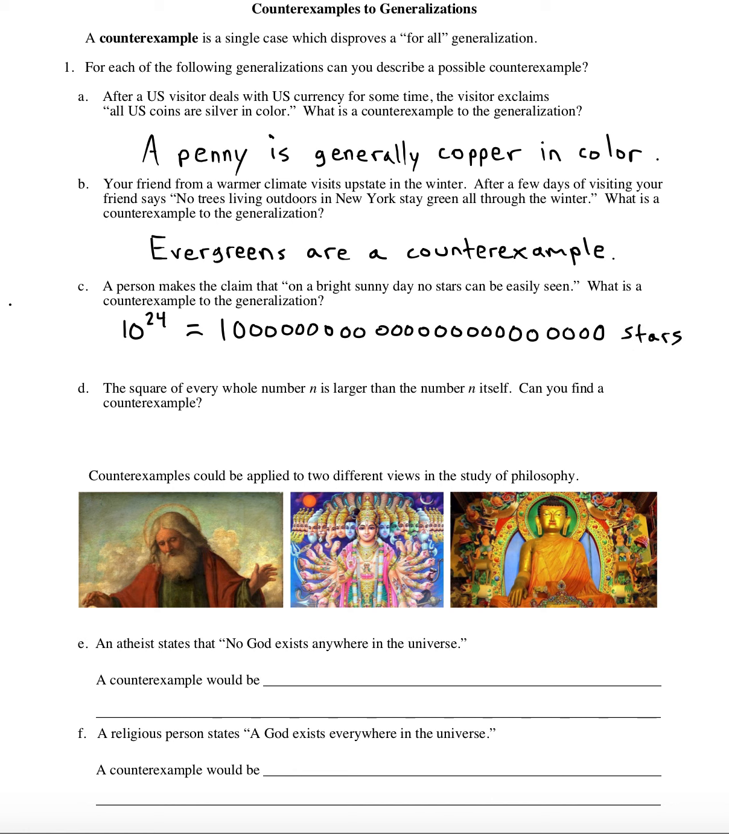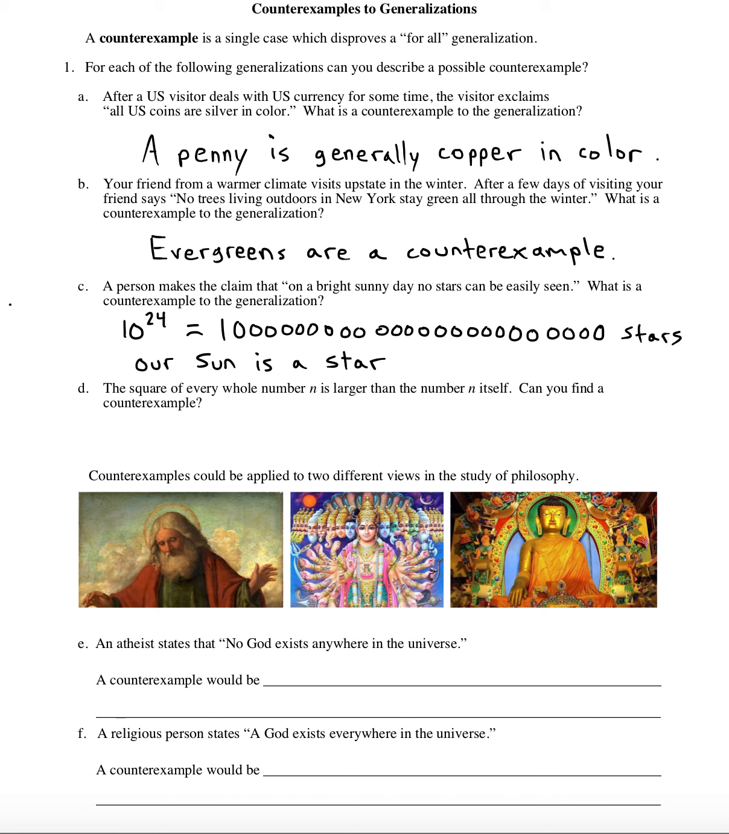But the point is that it only takes one example that goes against the generalization to prove it false. And so if you know your science, you know there is a counterexample to this statement. Technically, our sun is a star, and it certainly can be easily seen on a bright sunny day. So it would be the counterexample.